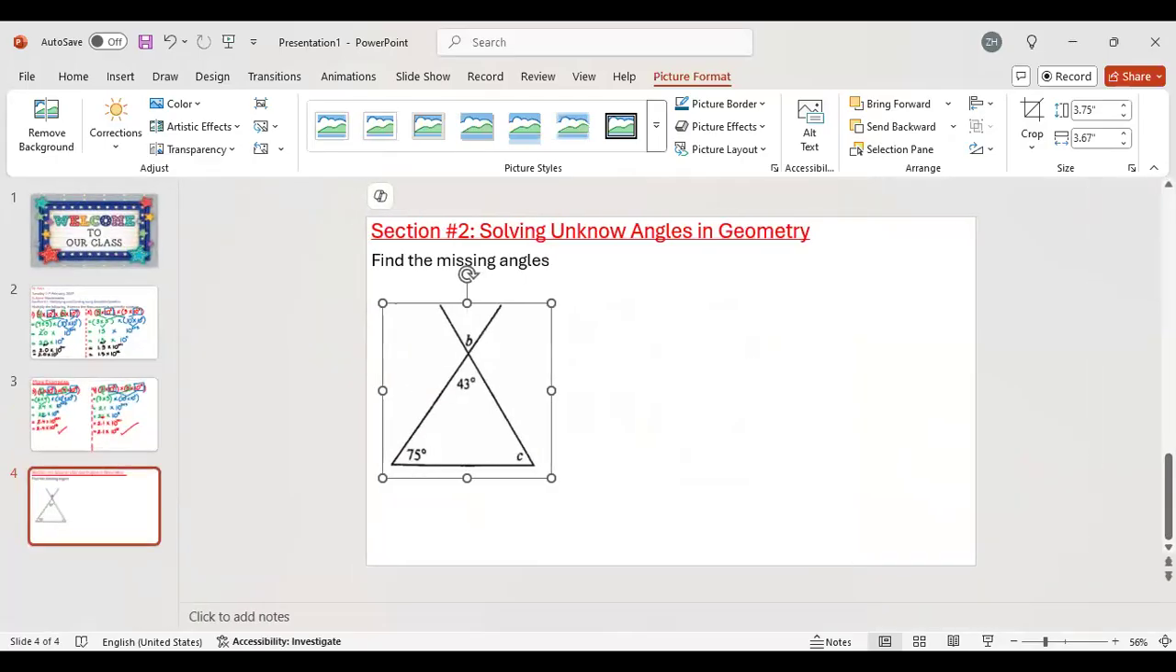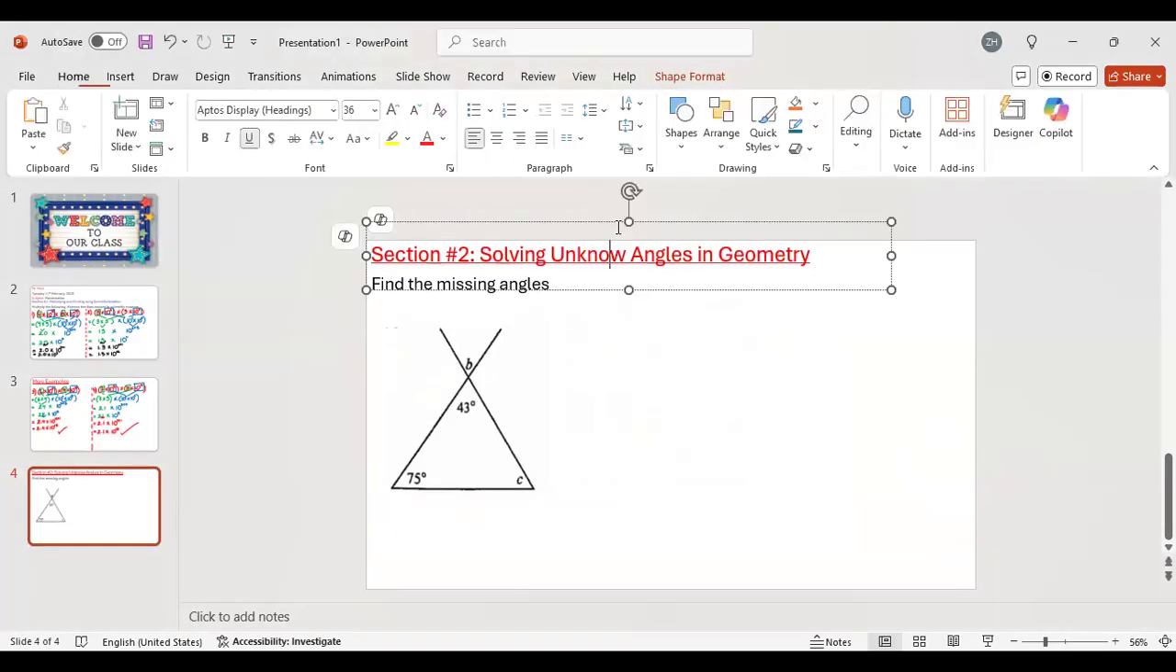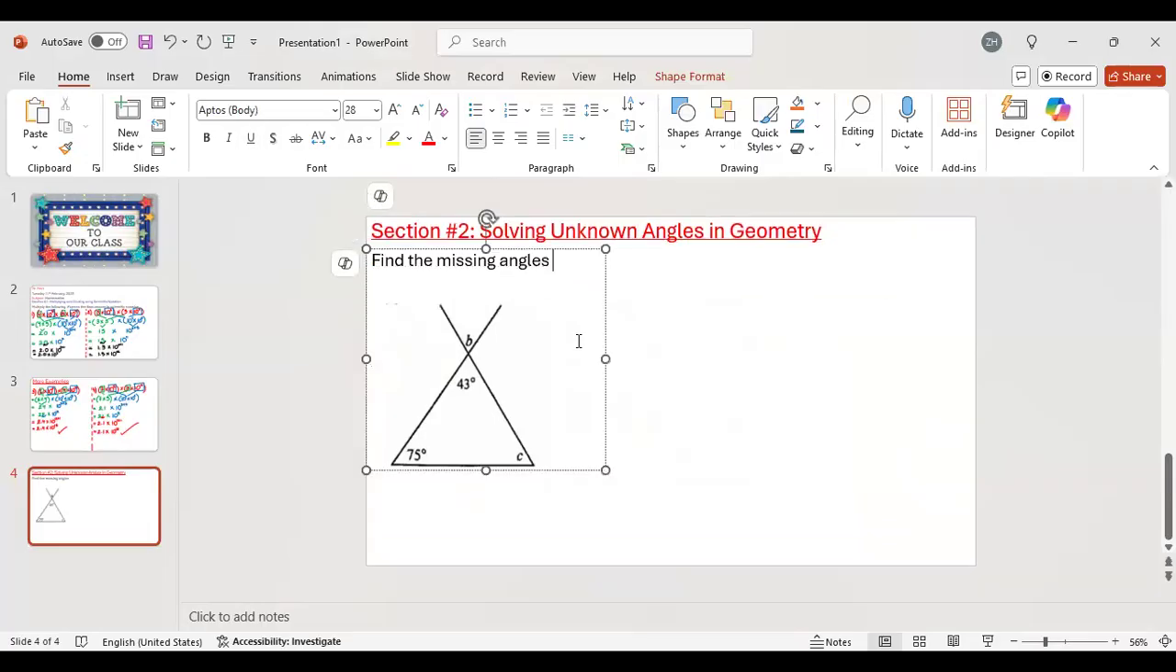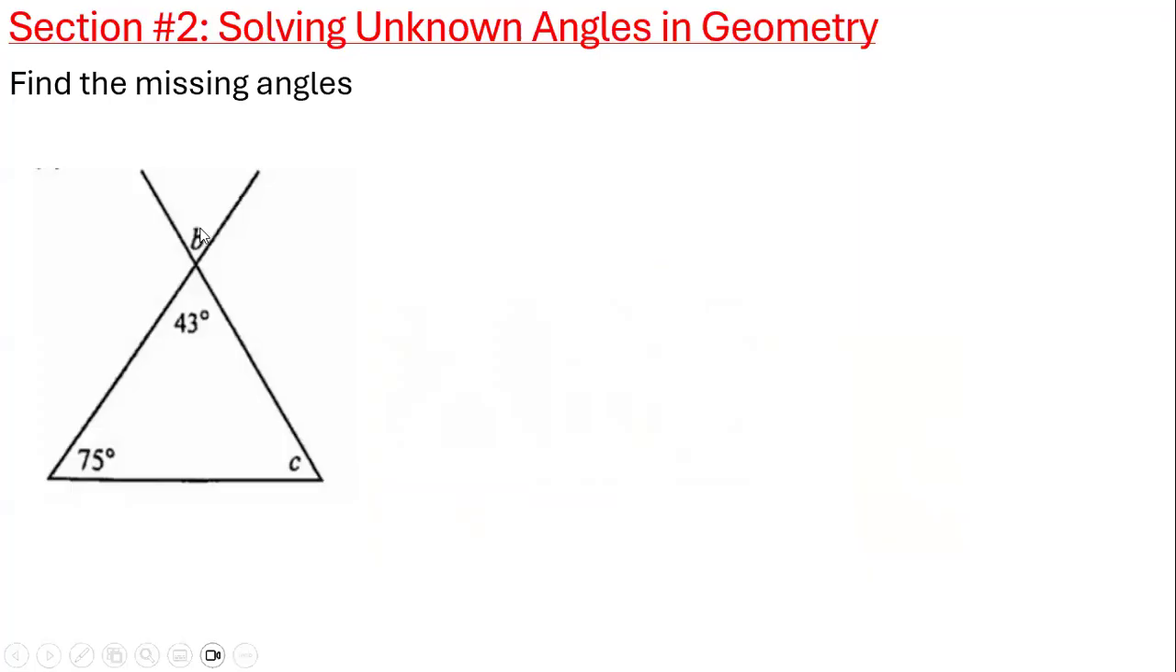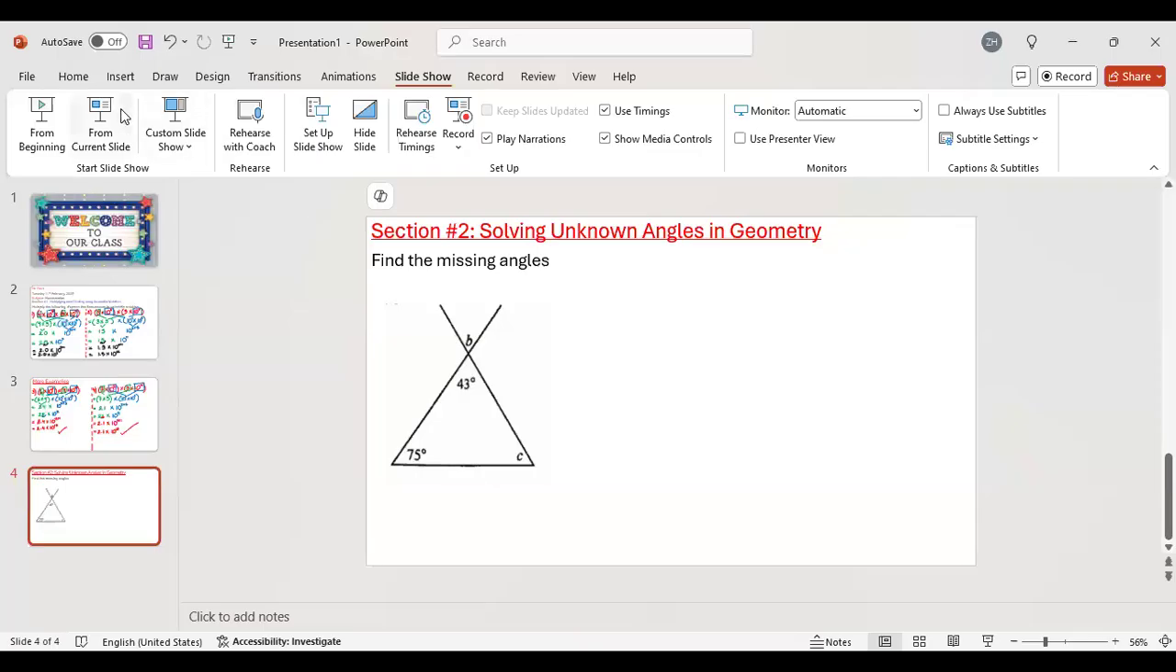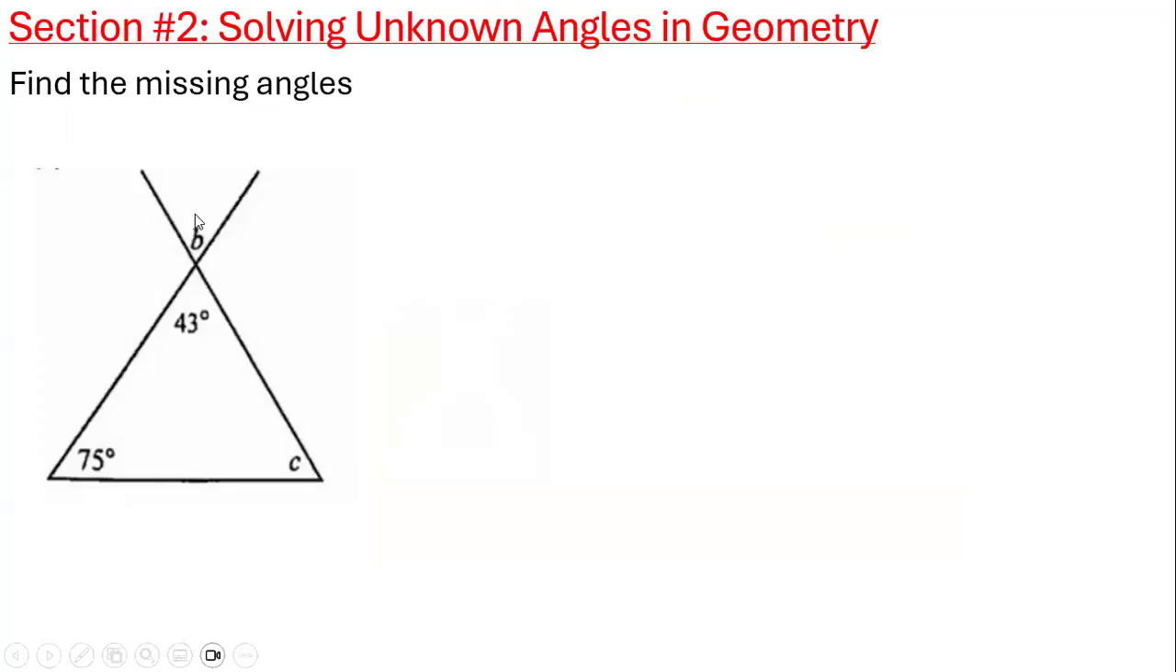Mr. Petit, you missing an N on unknown. I'm missing an N on unknown. Okay, thank you. Solving unknown. So for this one, you have to figure out what B is. We have to figure out what C is, right? Let's start off with B. Before we do that, let me know, are y'all drawing the triangle properly?